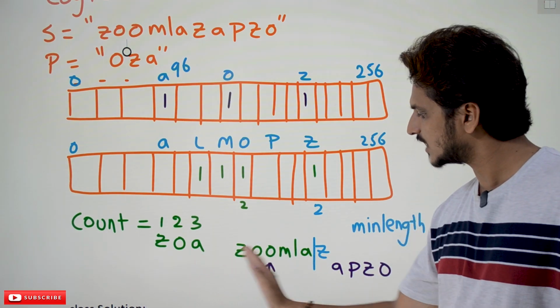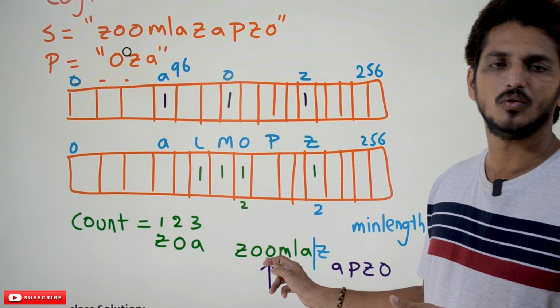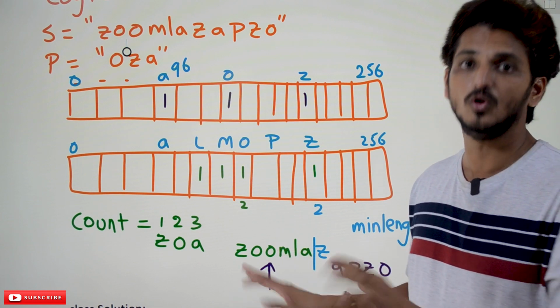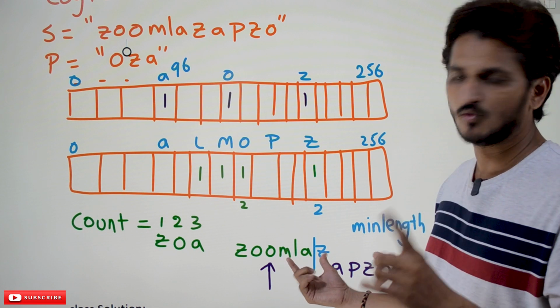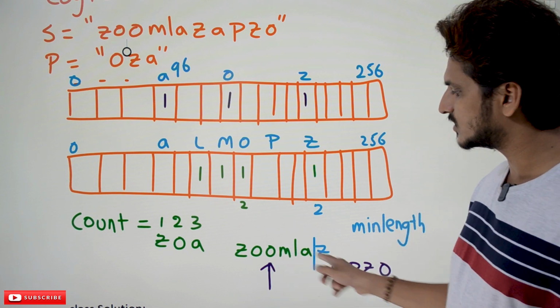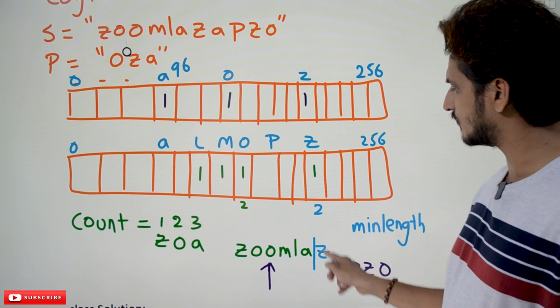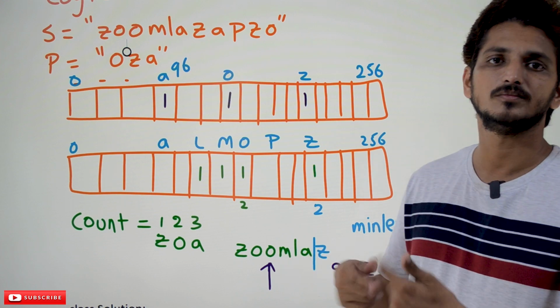So the cursor, the starting point, moves to the second O. Is it possible to remove the second O? No, because up to now we have only one O. We are stopping here. What is the length of the string up to now? From here to here, from Z to O, it is 5.